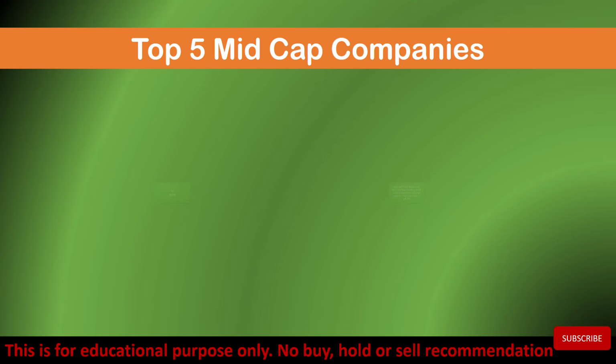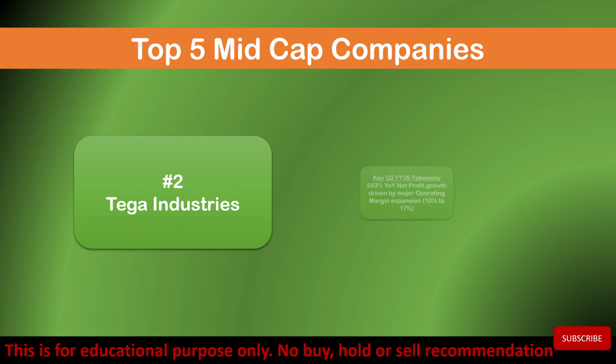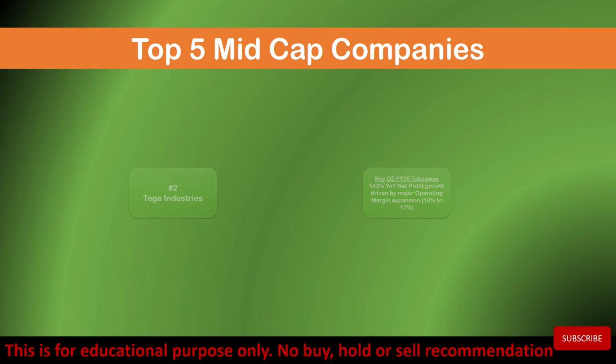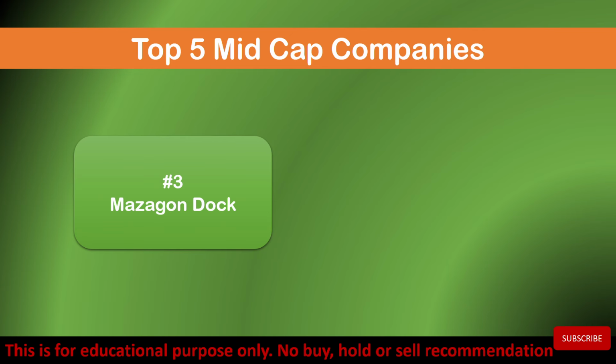Let's move on to the next one, which is Tega Industries. Tega Industries has reported 543% year on year net profit growth, which is driven by major operating margin expansion from 10 to 17%. So, unimaginable, 543% year on year net profit growth. Very good results. Next is Mazagon Dock.